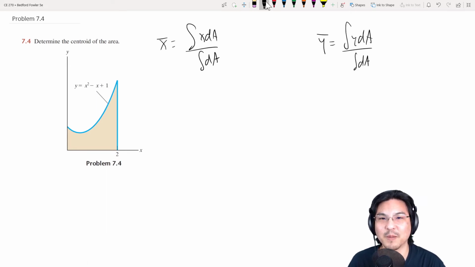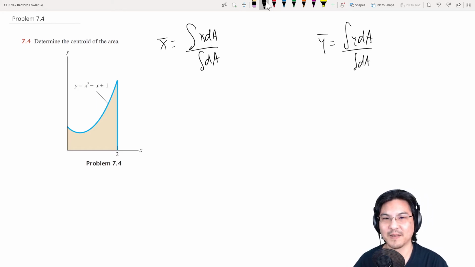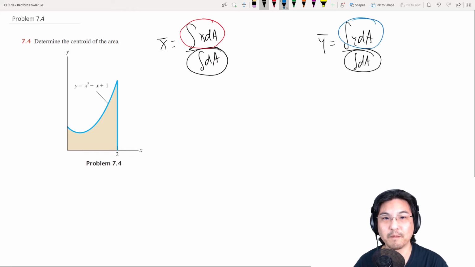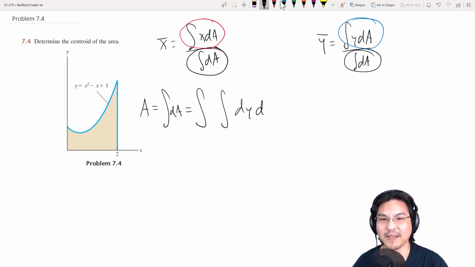And then we can split up the area into dy dx. So let's maybe attack this in 3 different parts. Let's get the area. So that's the denominator here, right? And then we can get this numerator and then this numerator. So let's try the area first. So area is this one, but then we'll split up area into dy dx.